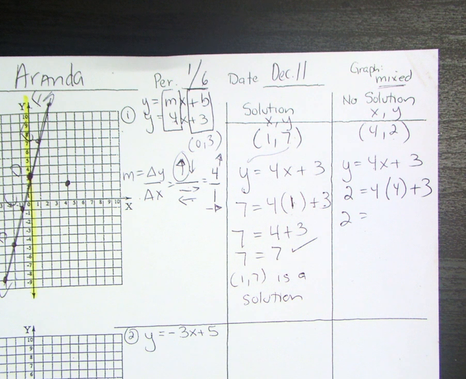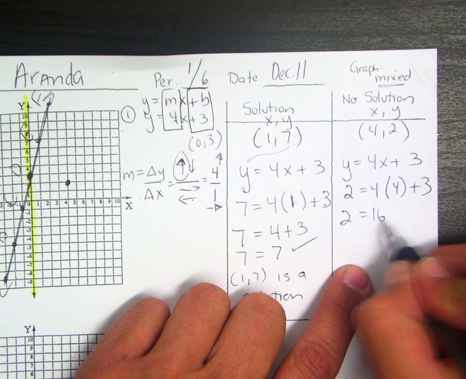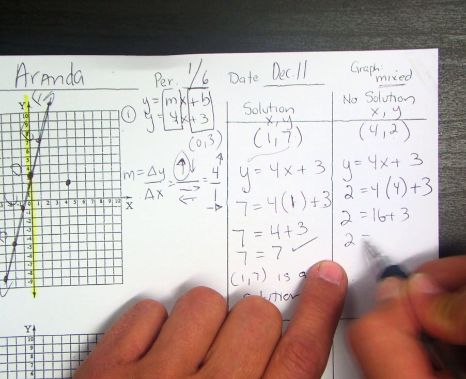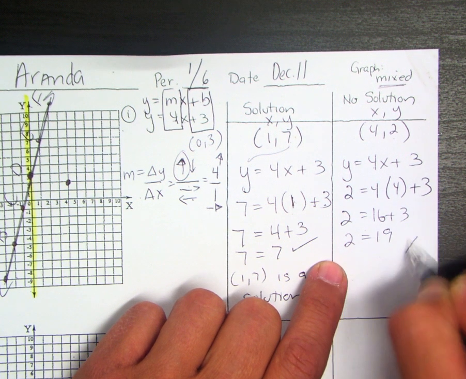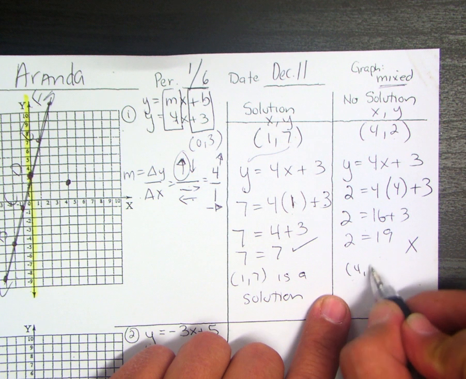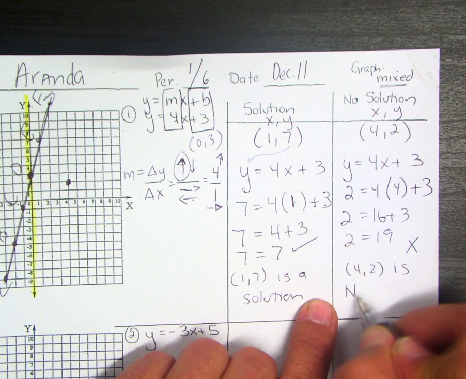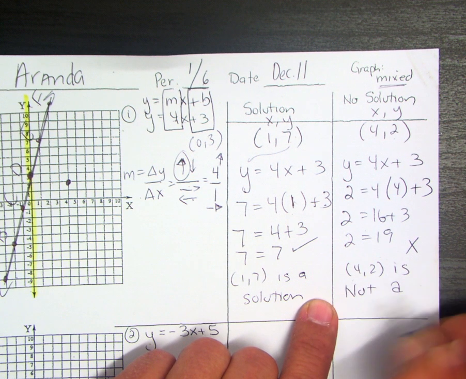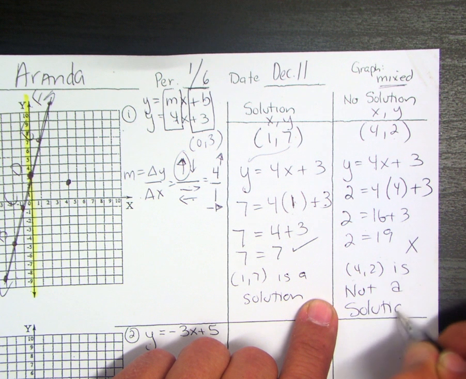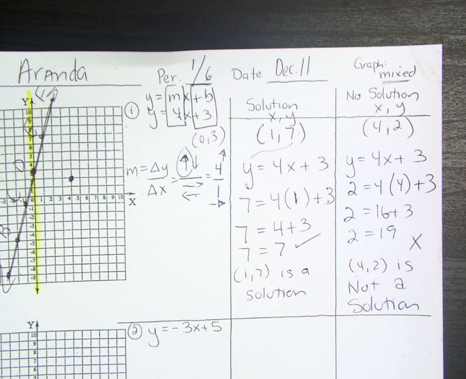16, let me see, hold on. All right, 16 plus 3 is 19. So does that balance? Nope. So (4, 2) is not a solution. There you go. That's the first one. Got it? All right. Now let's do this.